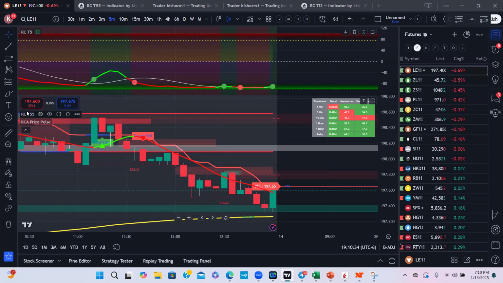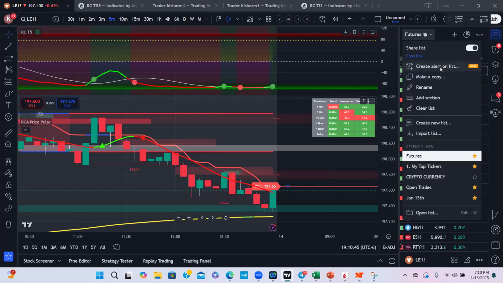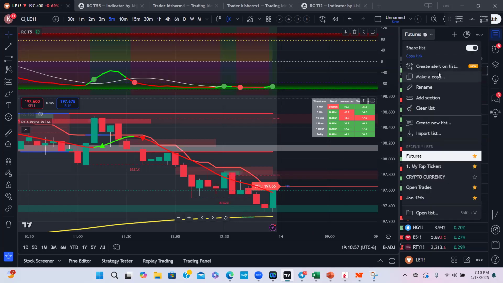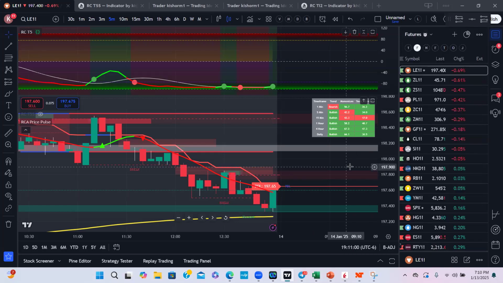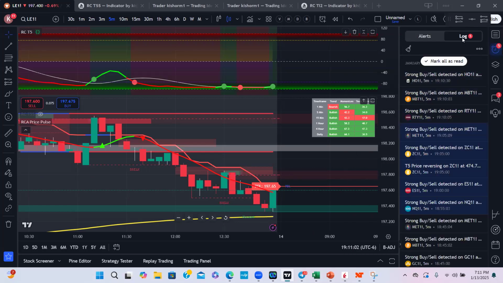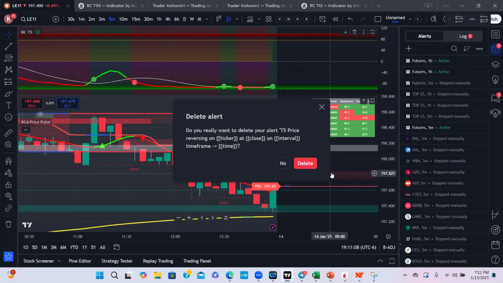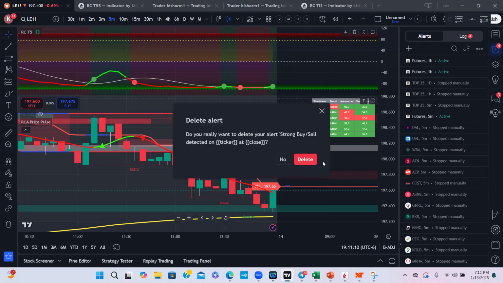So our first step is, for example, you want it on stocks or futures or crypto, wherever you want, you go and create an alert. You can create one by one symbol, or now TradingView came up with a new feature. If you have a professional plan, you can directly go and create an alert on the entire list, right? For example, let me delete these ones. I'll create again.